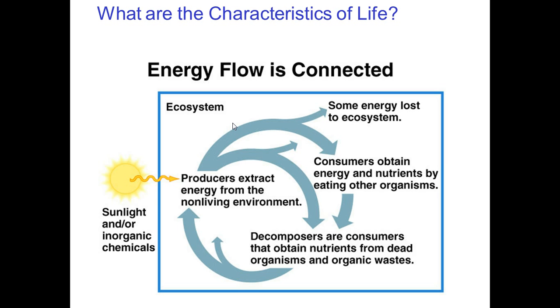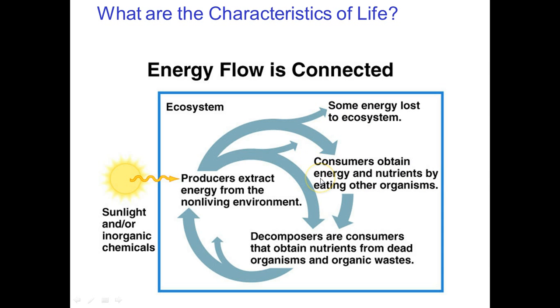Energy is connected. The flow of energy goes from the non-living environment to the living environment and then back. Everything starts with sunlight and/or inorganic chemicals. Those producers, these would be the plants, use that energy from the non-living environment to produce the sugars. Then the energy found in those sugars goes to the consumers. In addition, some of the energy made by the plants is lost back to the ecosystem, usually as heat.